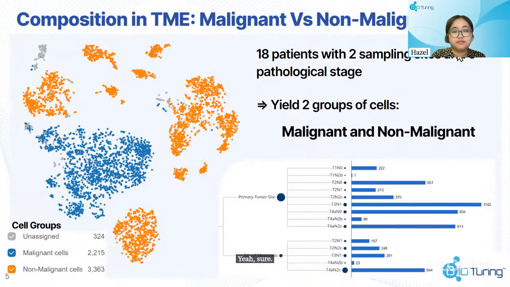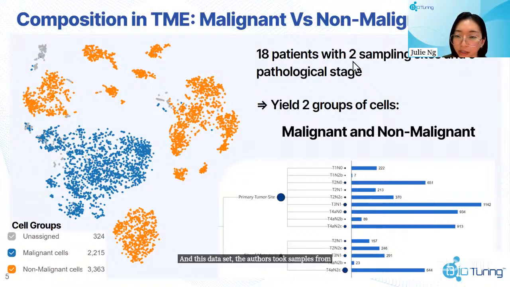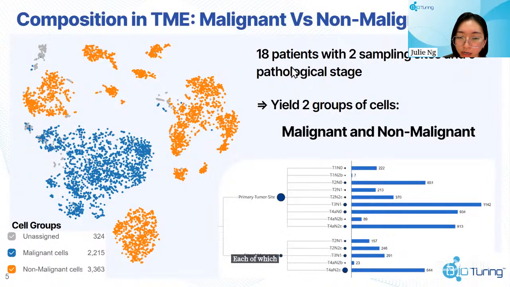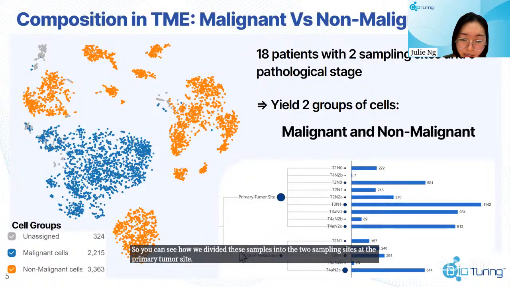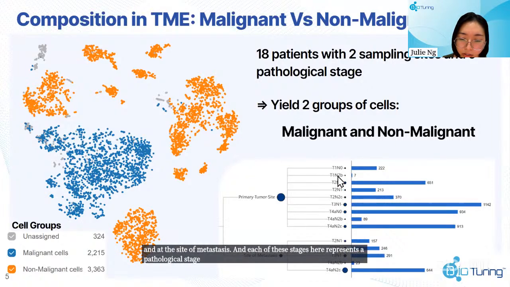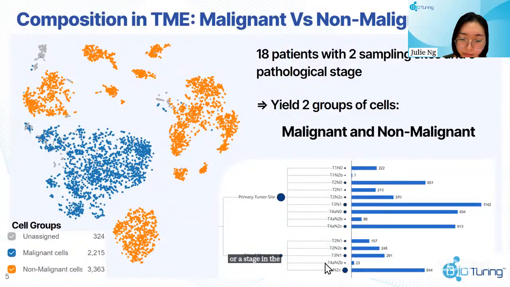Okay, so to introduce the data set, the authors took samples from 18 patients and two sampling sites, with a total of 9 pathological stages. You can see how we divided these samples into the two sampling sites: at the primary tumor site and at the site of metastasis. And each of these stages represents a pathological stage, or a stage in the progression of the cancer.